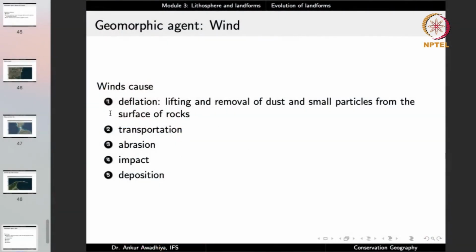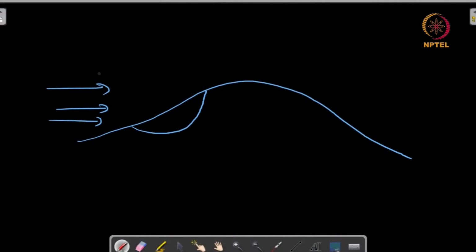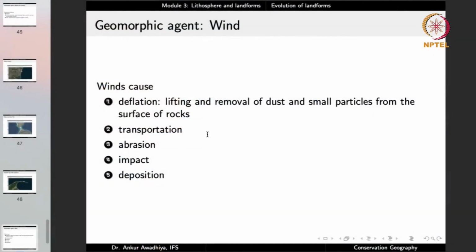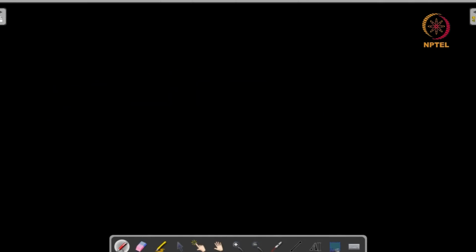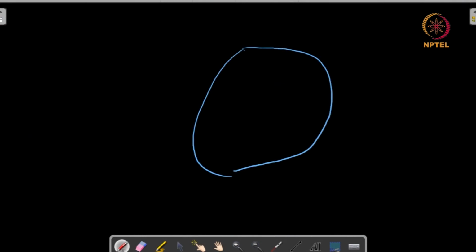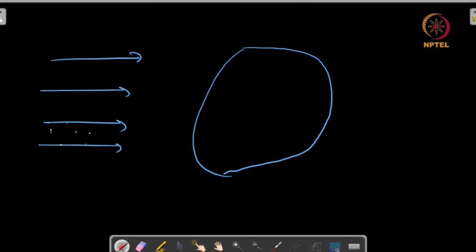Winds can lead to transportation, so the materials that are removed will be transported with the winds. Winds can lead to abrasion, in which case these particles can act as sandpaper and abrade other rocks. So for instance, if you have a rock like this in an area where you have wind, typically the sand particles that are carried with the wind can only be elevated to a certain height.